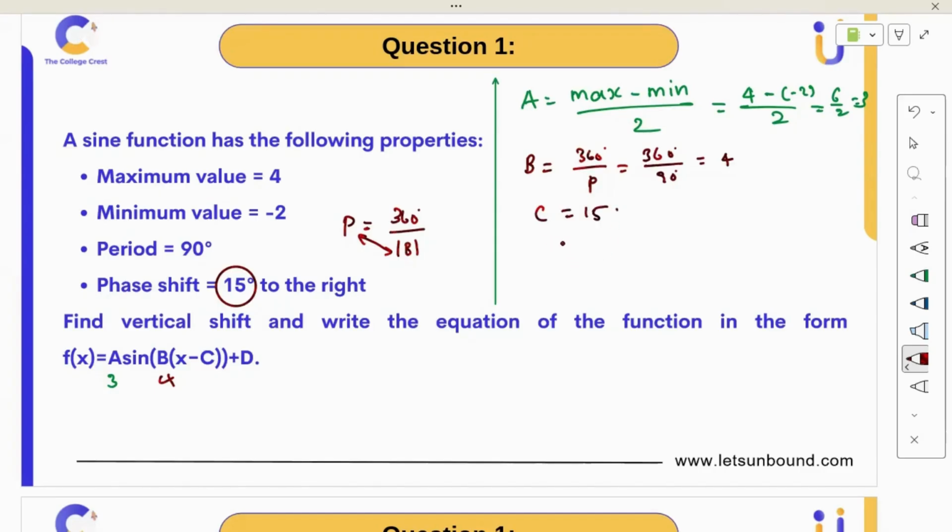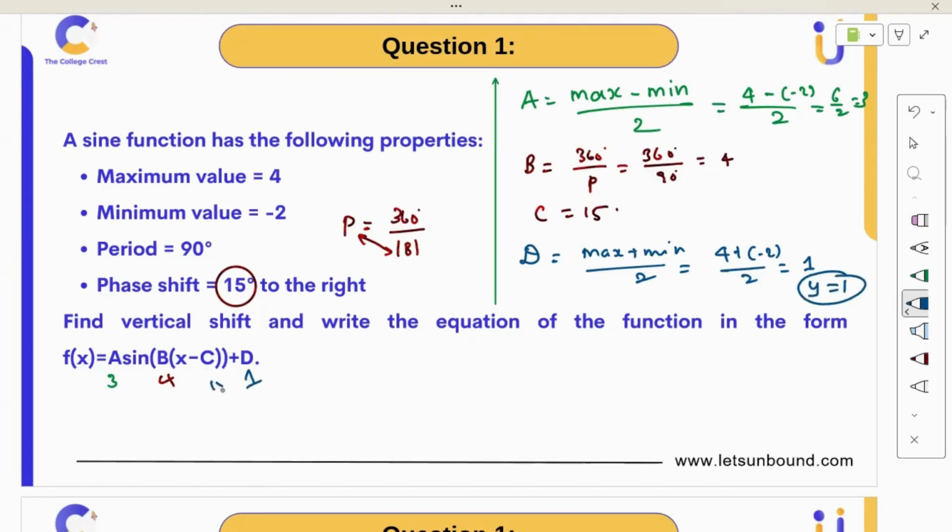And D. D is midline, right? How will you find midline? Max plus minimum by 2. So it is 4 plus minus 2 by 2, which is 1. So y equal to 1. We can say the midline or D value is just 1 and C value is 15. That's it. Our equation got completed.